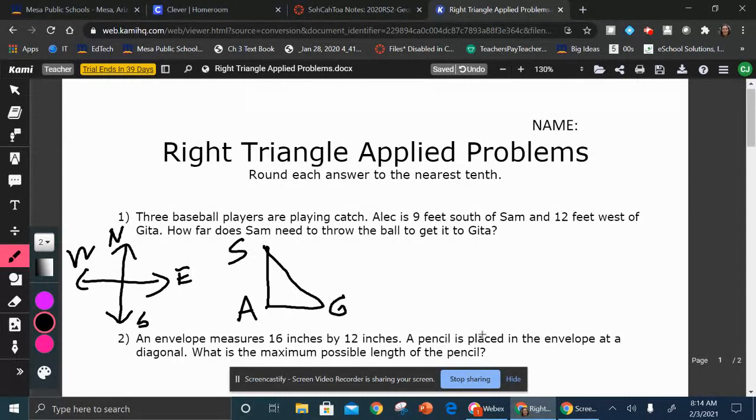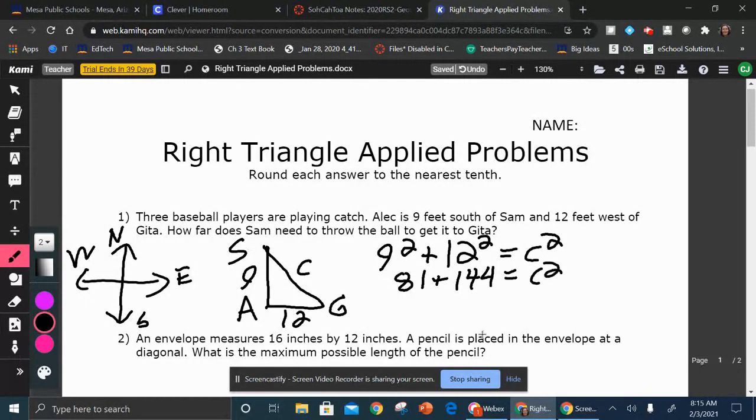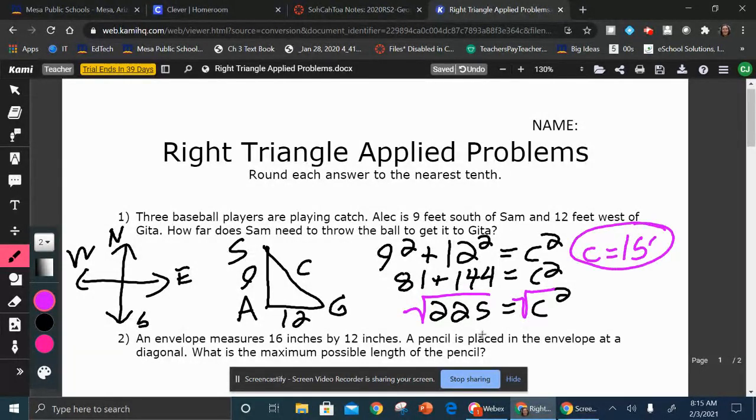He's going to throw to Gita. And Alex is 12 feet west of Gita. So we're going to be solving for C, so we're going to use the Pythagorean theorem. If we're solving for a side and we have two sides, we add those together and take the square root. Remember, we're going to use the Pythagorean theorem if we have two sides. Take the square root of each side, and we get that it's equal to 15 feet. So Sam's going to have to throw the ball 15 feet to Gita.